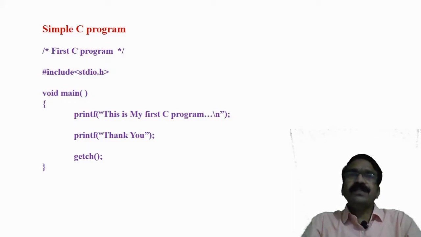The next statement is we should include the header files. Whatever operations we want to make in the program, that header files we should include at the beginning of the C program using the include keyword. That is hash include stdio.h, means the standard input output header file will be included in the compiler of our C program.